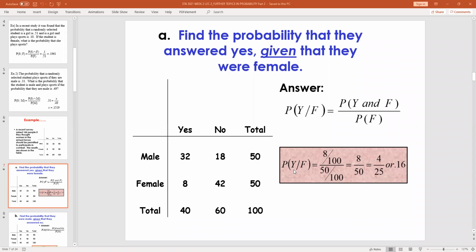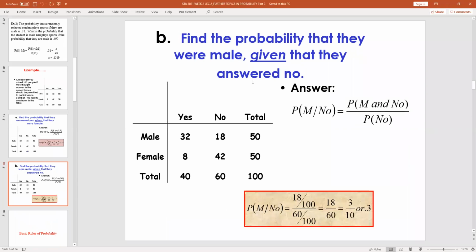Now, that is how to figure out the probability of yes given female. Okay. Now, the next thing I'm actually going to do right now, another question that we want to do, they say find the probability they were male, given that they answered no. Okay. Now, it's going to be the probability of male given the answer no. Can you see that now? That is how to interpret that. Okay. I think you can see that right now.